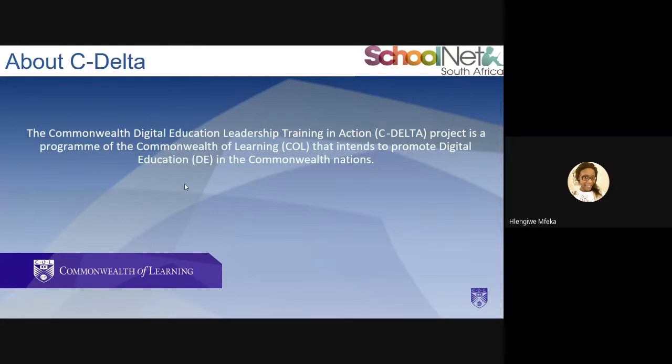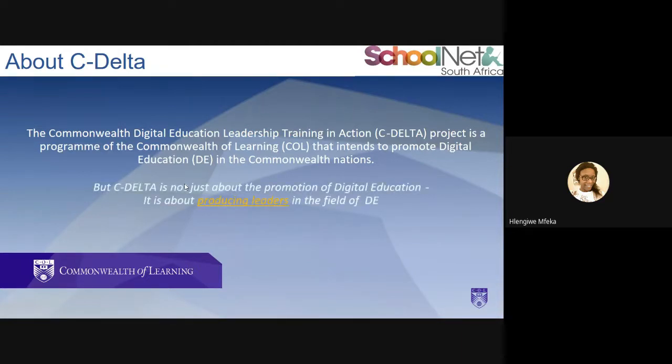So what is C delta? C delta is an acronym which stands for the Commonwealth Digital Education Leadership Training in Action. What are the goals of this program? The goal of the program is to promote digital education in the Commonwealth nations, which means it is an international program offered to all the Commonwealth nations. Commonwealth is in partnership with Schoolnet South Africa to provide this program in South Africa.